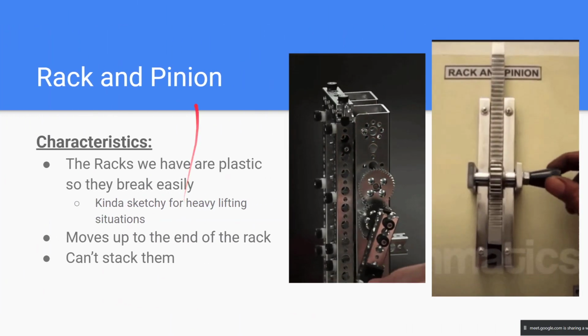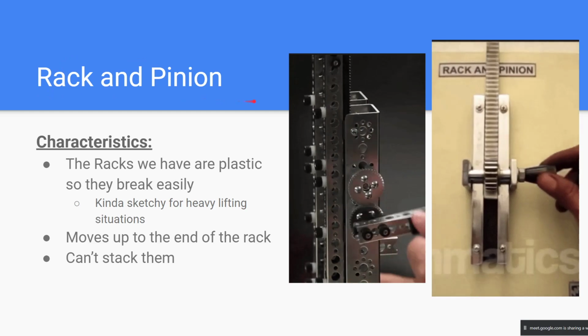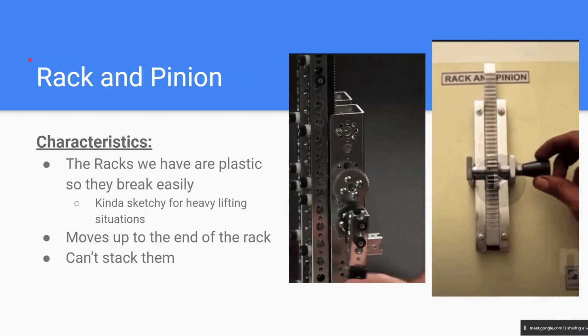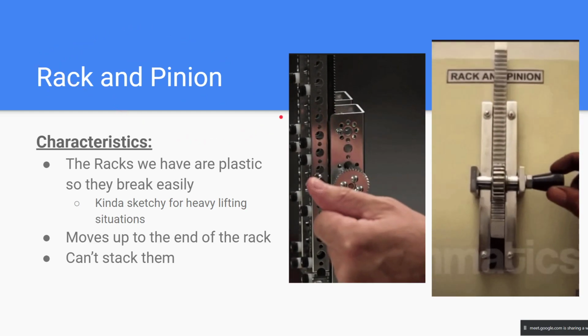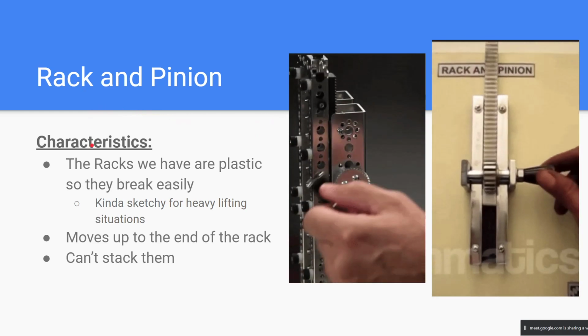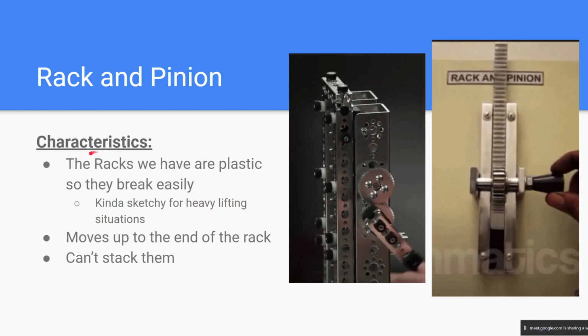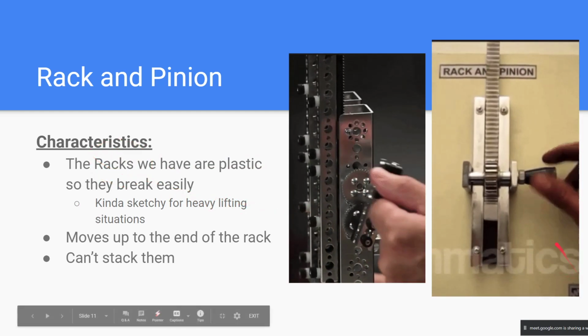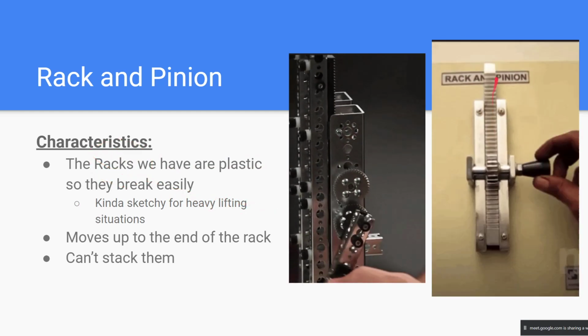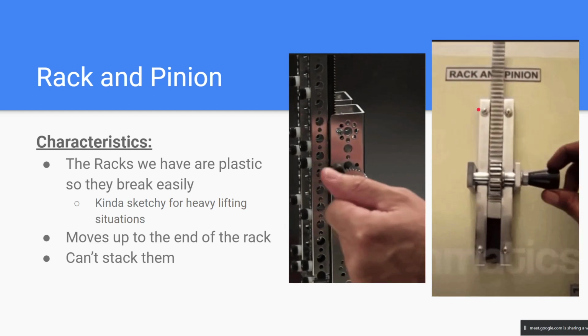All right, rack and pinion. Rack and pinion is interesting. It's kind of slept on. I don't see that many people using it, but I think it's pretty great. So basically, how it works is that there are these things called racks. The rack is the thing that's going up and down. It's like a thread, or not threaded, there are teeth on it.